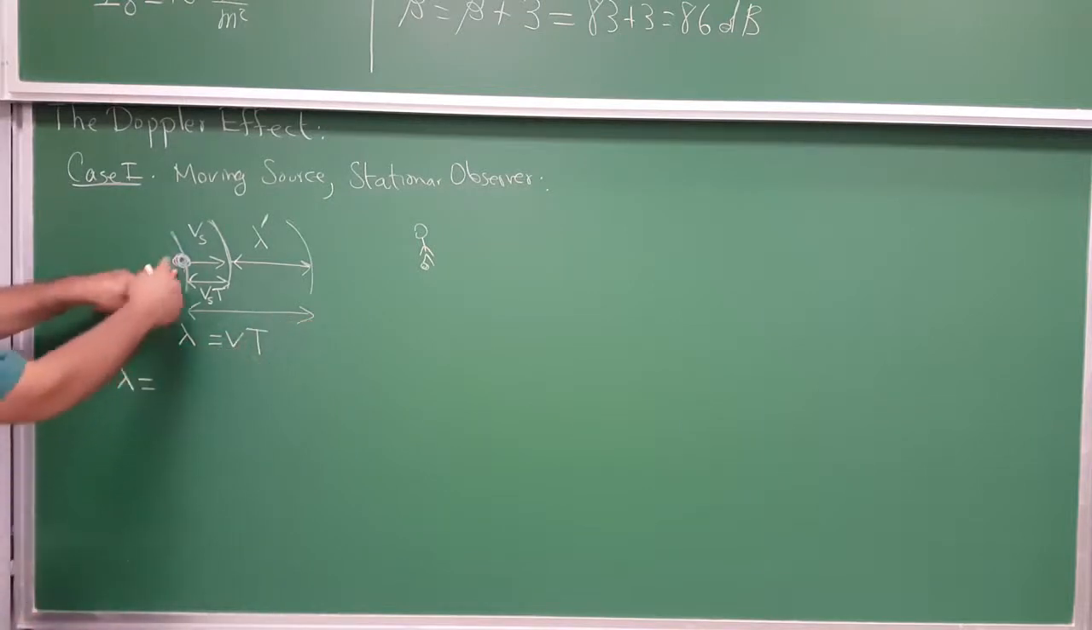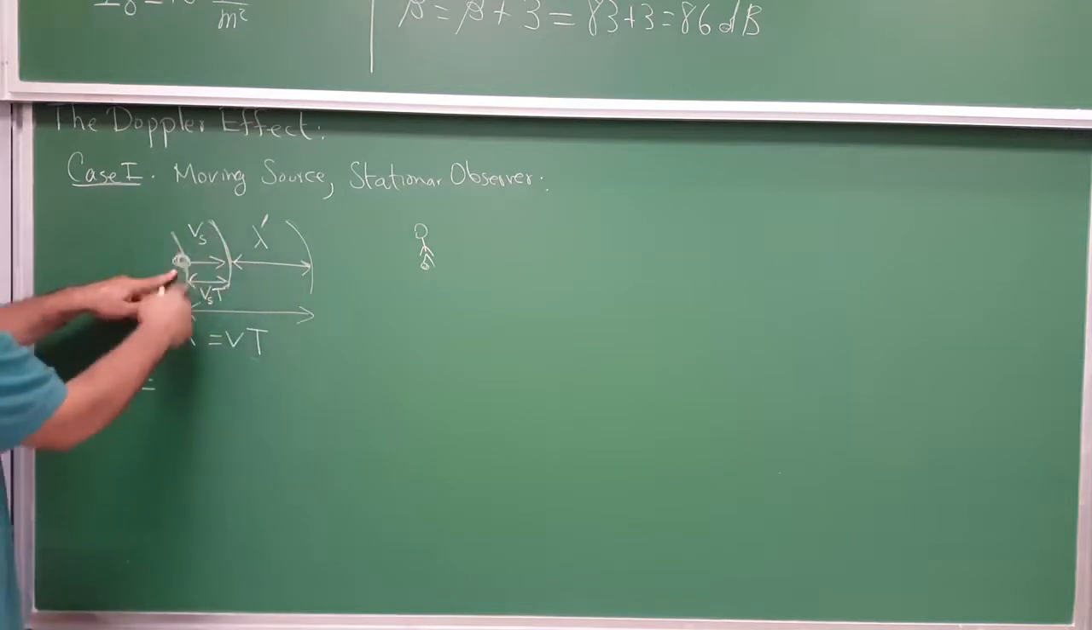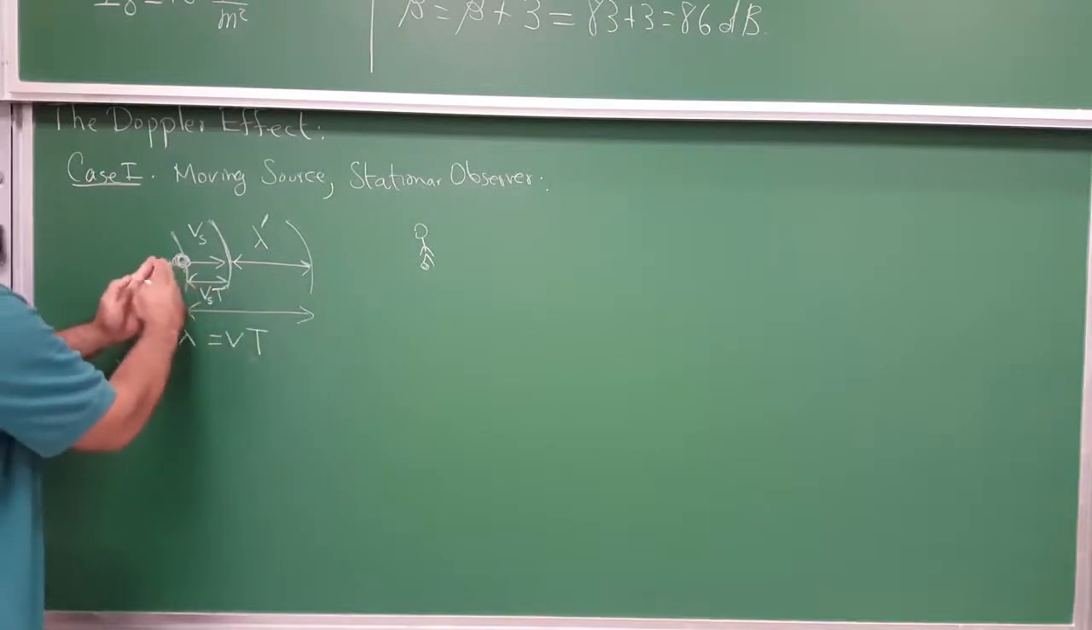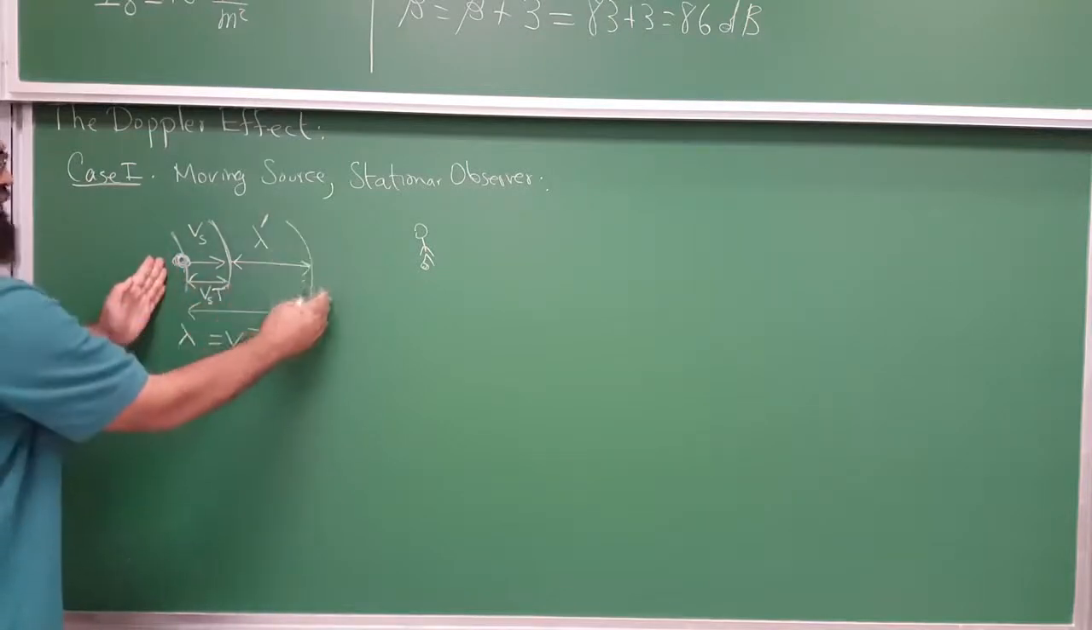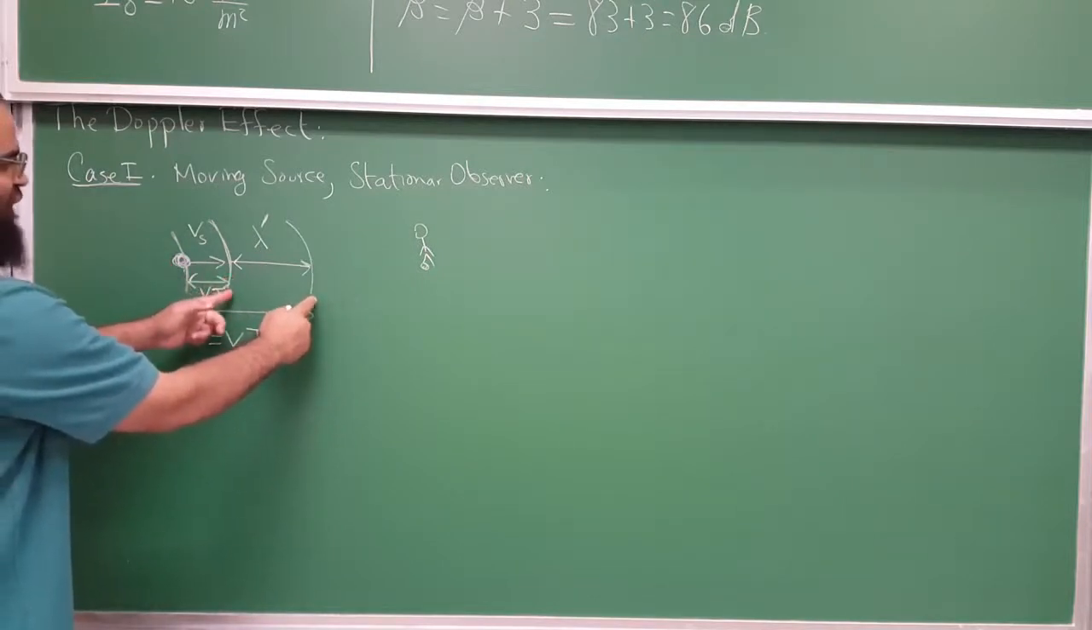If the car wasn't moving, it will emit the first pulse. The first pulse will be here, and then the second pulse will be emitted from here because the ambulance is not moving. This will be the original wavelength. But because it's moving, it emitted the first one here. The first one came here. By the time the car has moved here, it emits the second pulse. So the distance between the first pulse and second pulse is only this much.